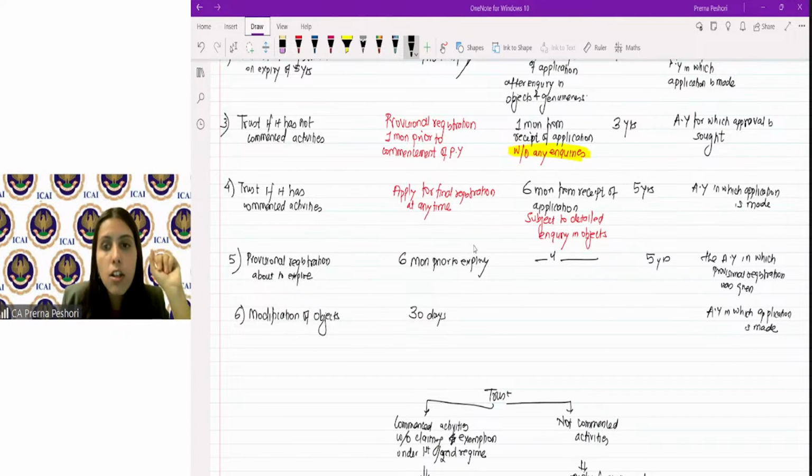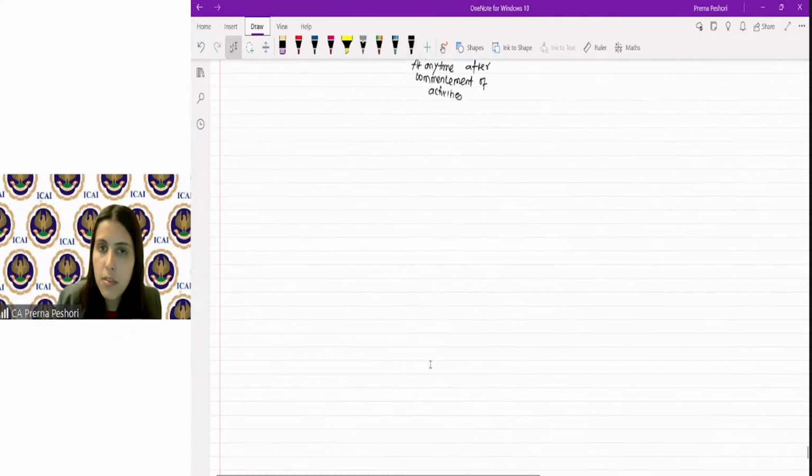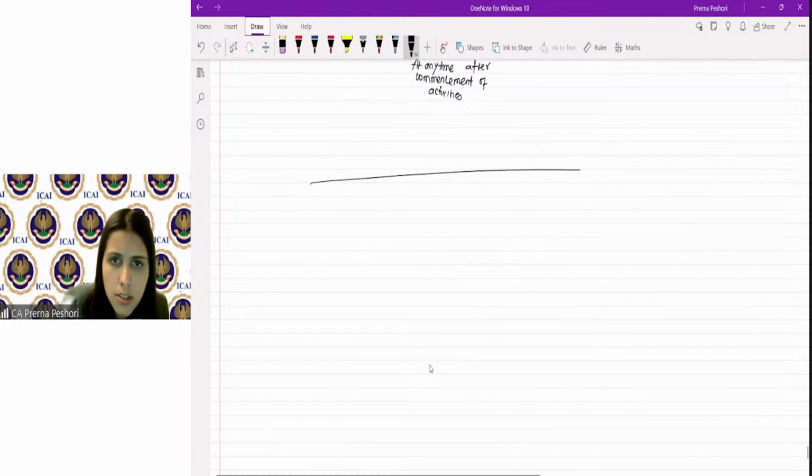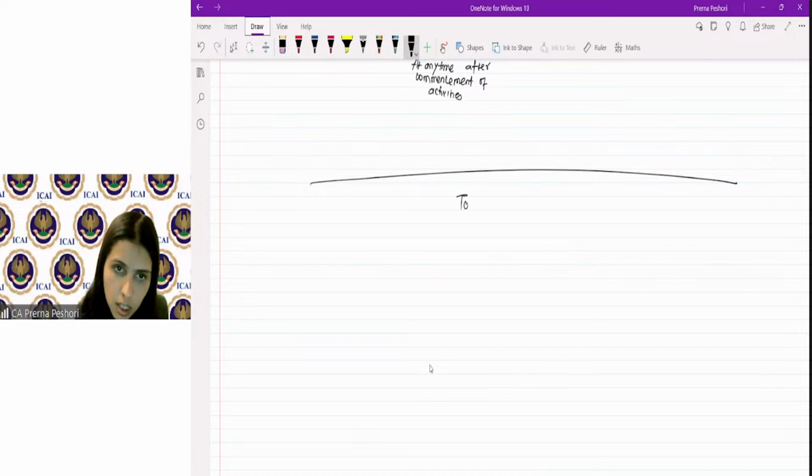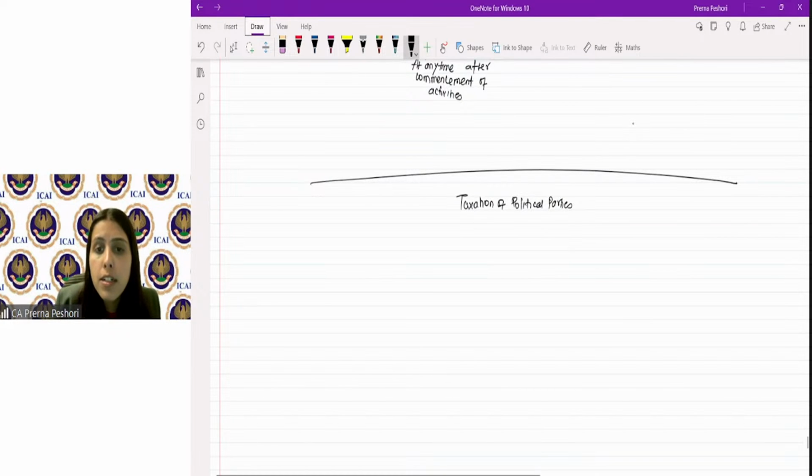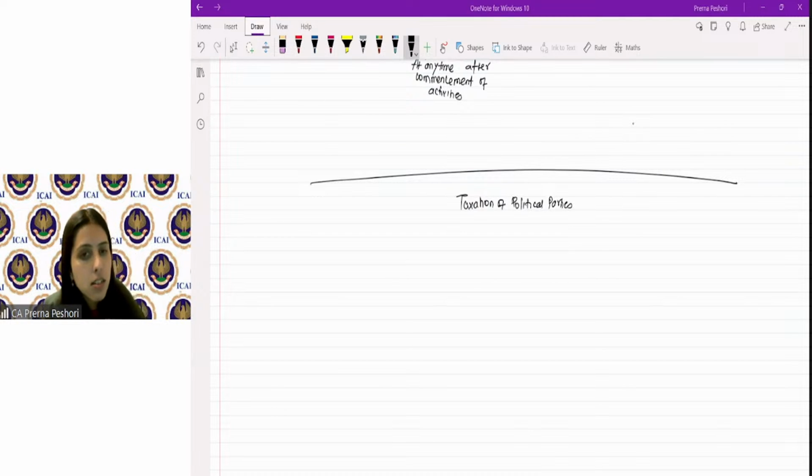Now, the last important point before we close this particular chapter is the taxation of the political parties. Now, that's the last topic that I have to cover here. Very small topic. You can just write down. Taxation of political parties. Now, how the political parties are taxed? So, the political parties are taxed in the similar manner only.